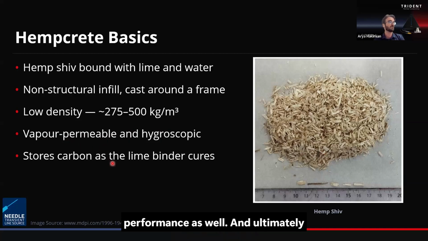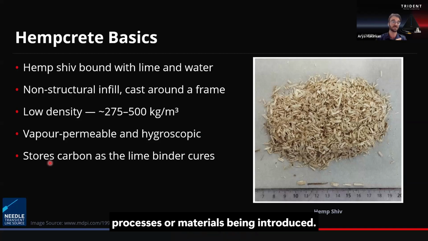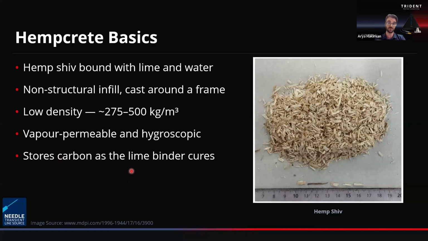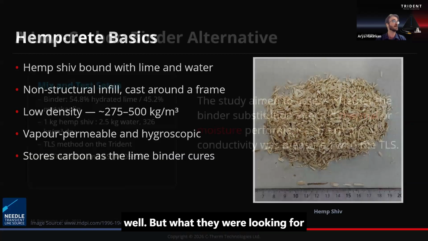And ultimately, the whole idea behind using a bio-based alternative is to try to offset some of those CO2 emissions by, one, removing the requirement for some of those more CO2-heavy processes or materials being introduced. And also, this hempcrete does have the ability to store some of the carbon in these systems. So it actually helps offset it from that side of things as well.